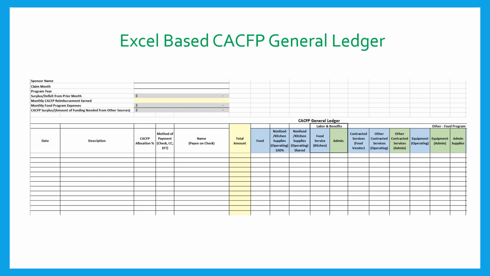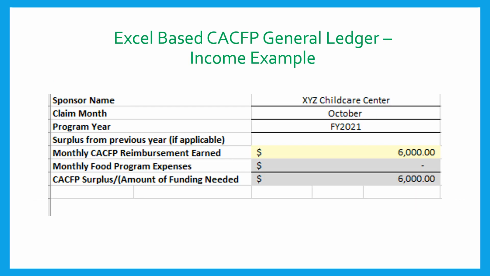I'd like to take another pause and talk about the federal fiscal year. So your organization may be on a calendar year, it may be on a different fiscal year, but CACFP revenue and expenses need to be tracked based on the federal fiscal year. On this slide, we will go over how to complete the top portion of the ledger worksheet.